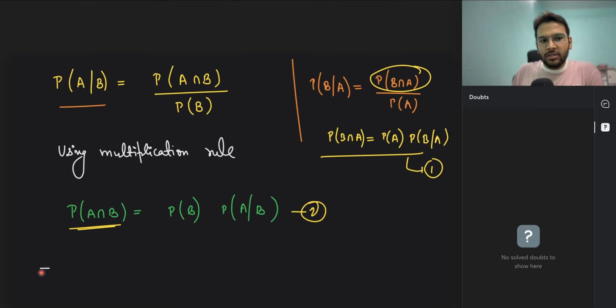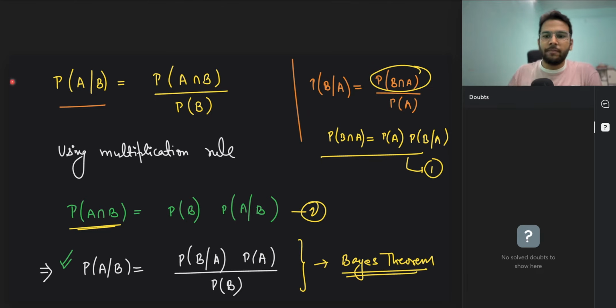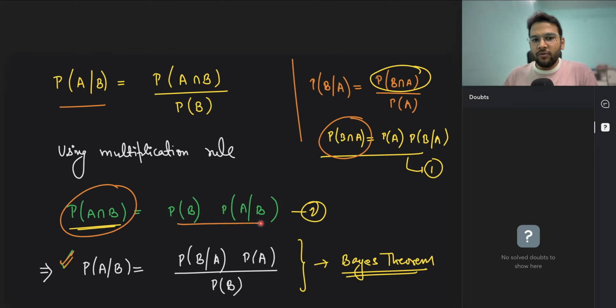Now what can I write using these two equations? Carefully see this. Probability of A given B is nothing but probability of B given A, times probability of A, divided by probability of B. Is this clear to all of you? This is your Bayes theorem. Yes or no, everyone? Correct? Any doubt, anyone so far? Anyone having doubt how we are getting this equation? Basically, we have equated these two values and just rearranged it. Okay, so this is what we are getting.